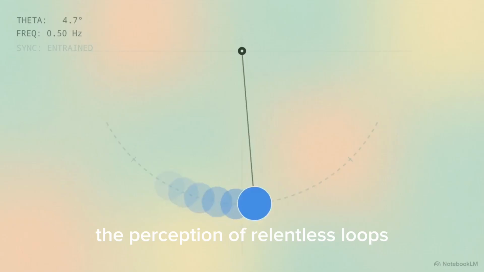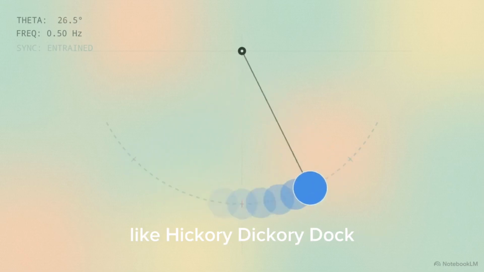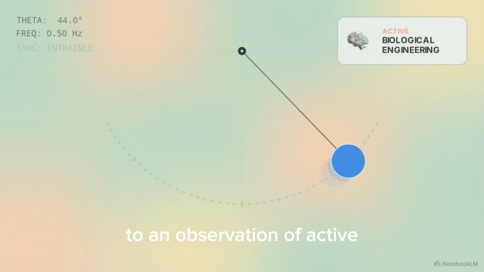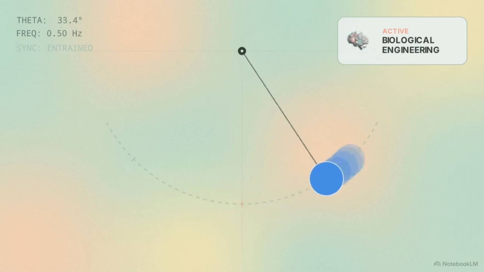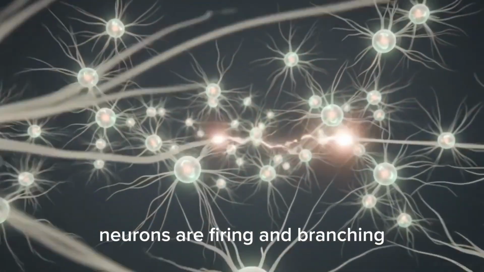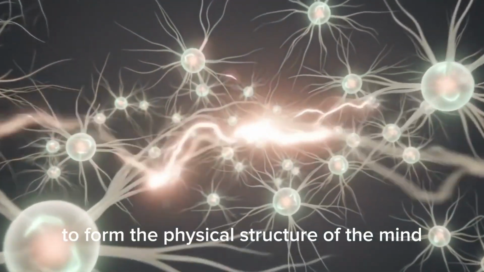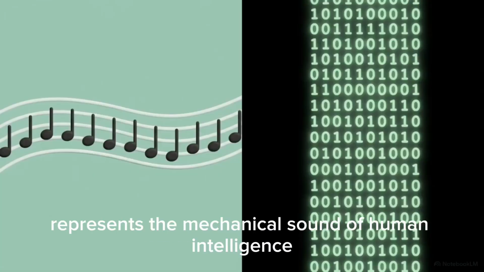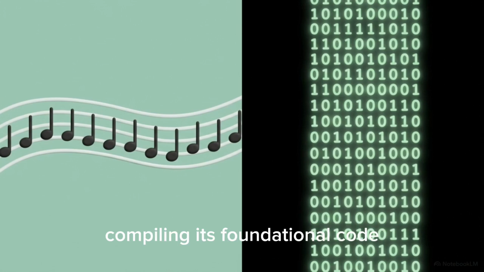Look back at that exhausted parent, sitting in the dark while the tablet loops the same 3 notes. The perception of relentless loops like hickory-dickory-dock shifts from auditory annoyance to an observation of active biological engineering. Behind the child's screen-lit face, neurons are firing and branching, locking together to form the physical structure of the mind. The repetitive earworm represents the mechanical sound of human intelligence compiling its foundational code.